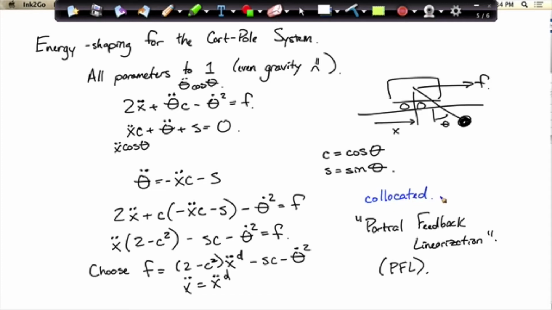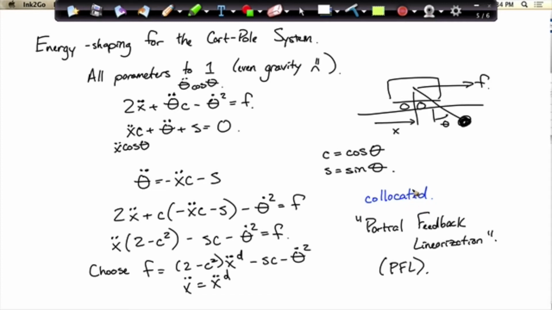Because this is an example of partial feedback linearization where my actuator is on the same variable that I've linearized. Right? So I'm just taking all the annoying contributions from the rest of the system and canceling them out, but I've got a motor right there, so it's not surprising if my motor's big enough that I could cancel out all the coupling terms and just do it. What's more surprising is that you can often do non-collocated partial feedback linearization.